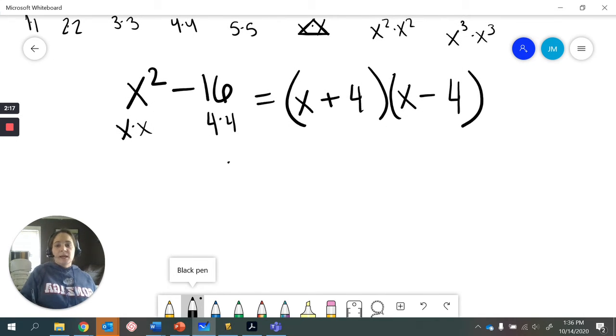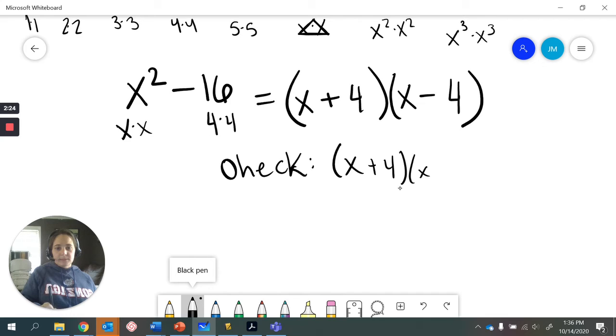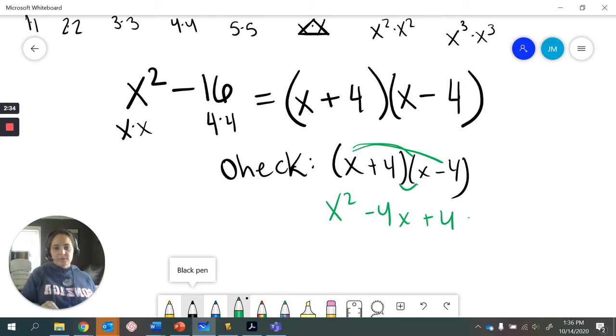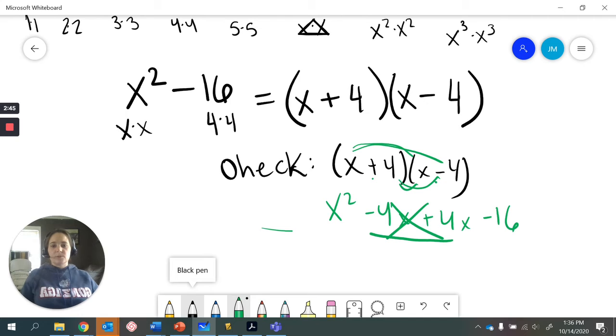So if we check by distributing, x plus 4 times x minus 4, I'm going to distribute these in. So x times x is x squared. X times negative 4 is negative 4x. 4 times x is 4x. And 4 times negative 4 is negative 16. As long as you have a plus and then a minus, those two middle terms will cancel each other out, and so you're just left with x squared minus 16. Okay, let's do another one.